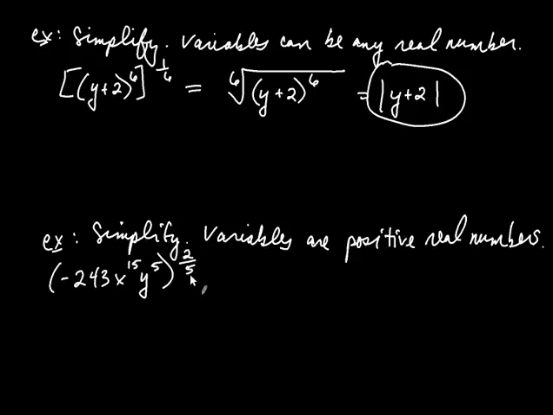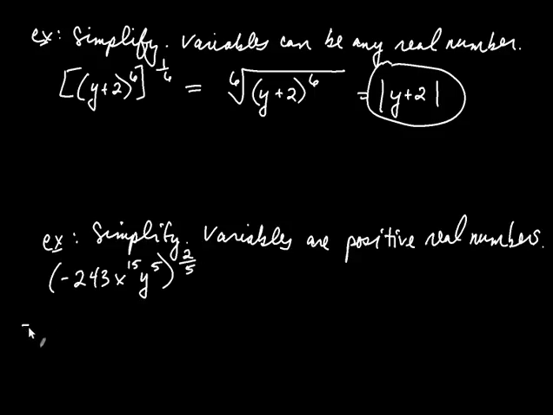Now in this problem I also noticed that the index is odd. Now when the index is odd, you don't have to worry about the absolute value anyway. It's only an issue with the index being even. So in this case, we're going to first take care of the root once again and then the power.